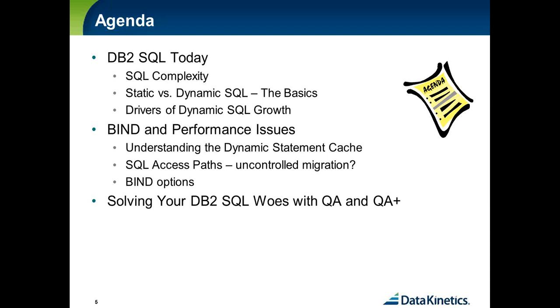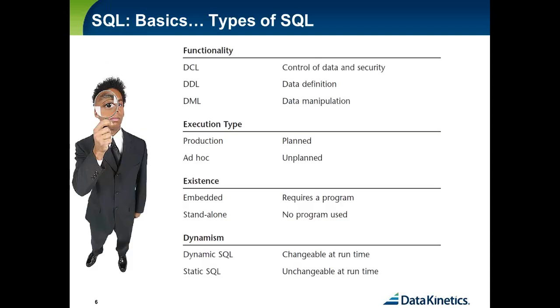We'll talk about access paths and migrations and bind options, and then talk about a couple of solutions that DataKinetics offers to help you wrangle your unruly SQL. That's QA and QA+. And we'll get into that after we take a look at the overall market space. So let's start at the beginning.